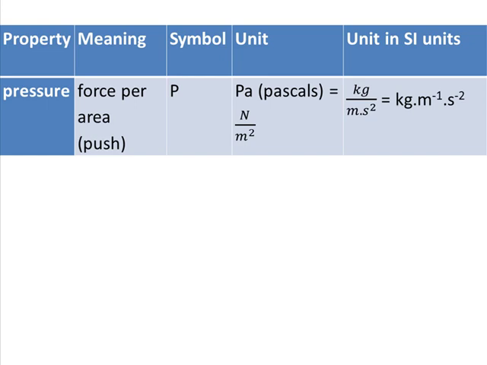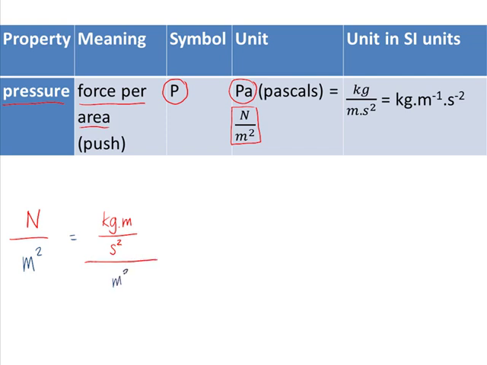Pressure means force per area. Its symbol is a capital P, and its unit is pascals. A pascal is a newton per meter squared. So we can see that that is also actually written in SI units, because a newton means a kilogram meter per second squared, and we're dividing that by meters squared to get a pascal. So the meters, 2 meters cancel out, leaving only 1 at the bottom of the fraction. So a pascal is actually a kilogram per meter per second squared.